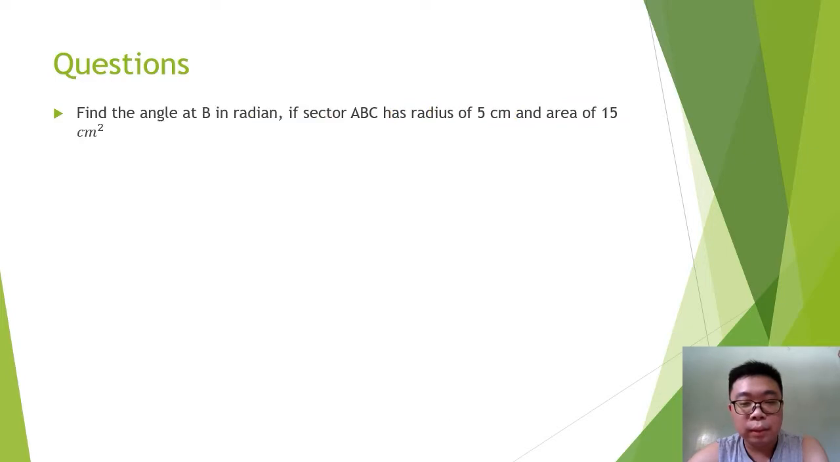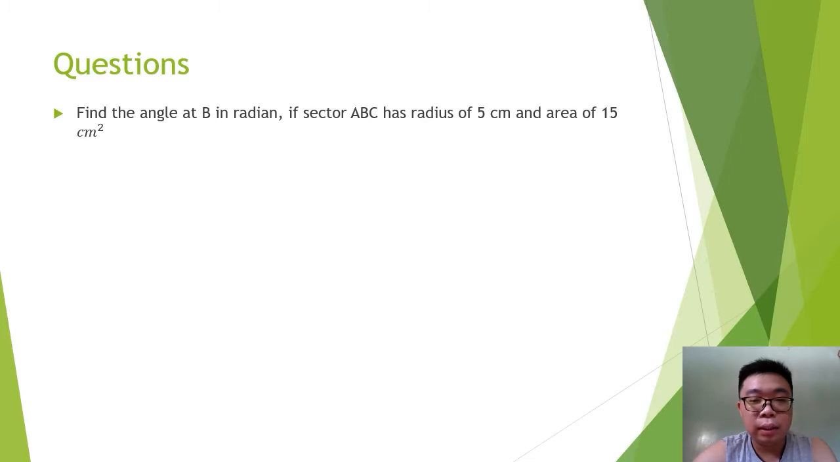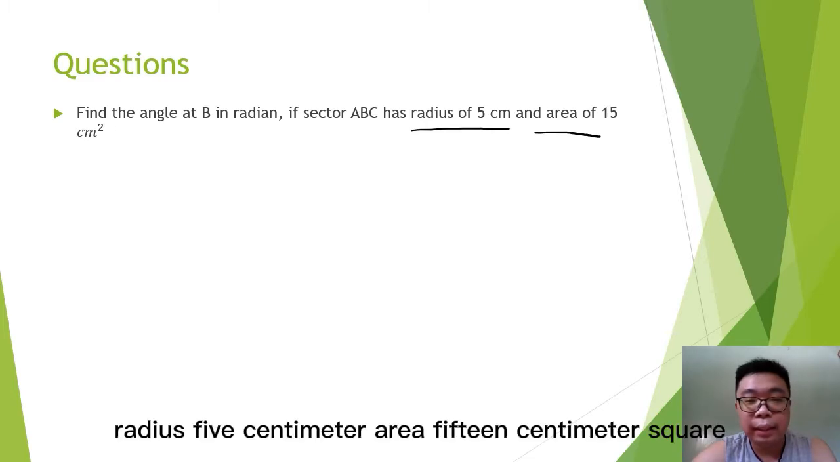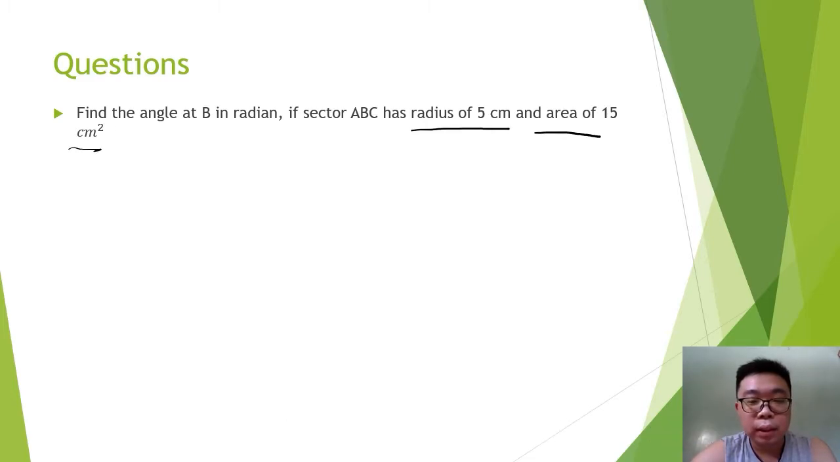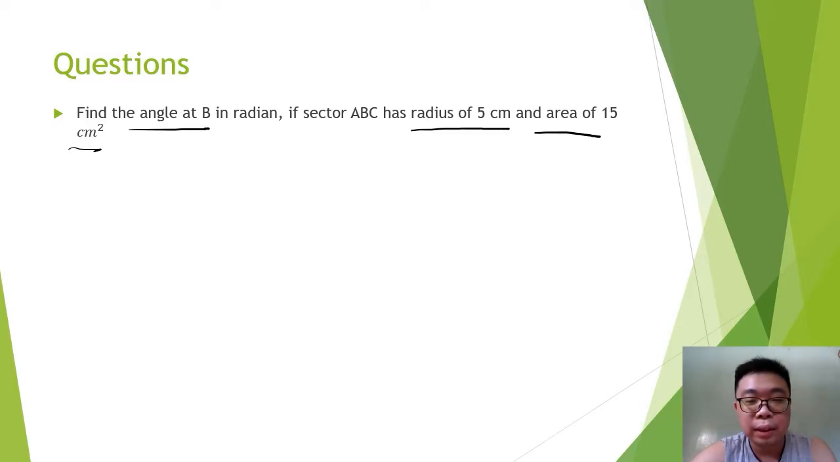Alright. So for the second question, you are given a radius of 5 centimeter and an area of 15 centimeter square. So you want to find the angle at B. First of all, you will draw the sector ABC. So you have sector ABC here, A, B, C.